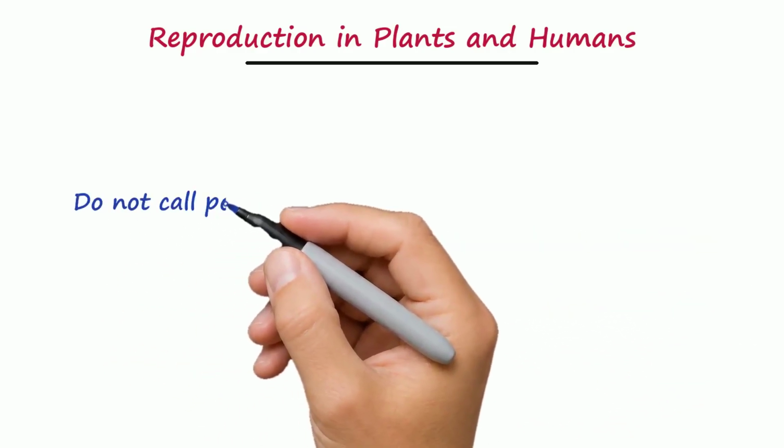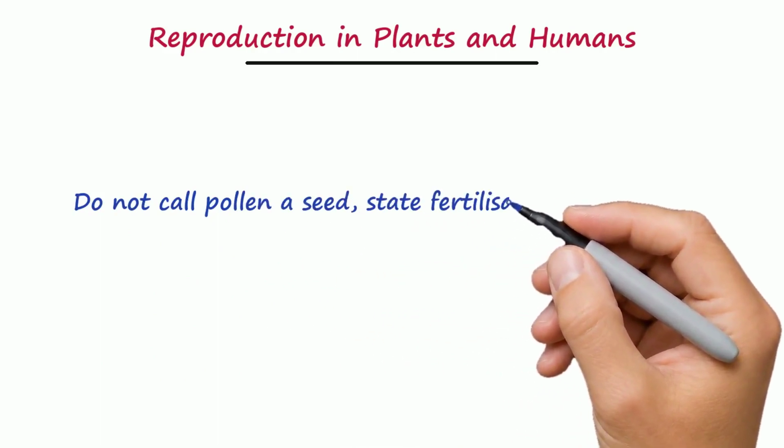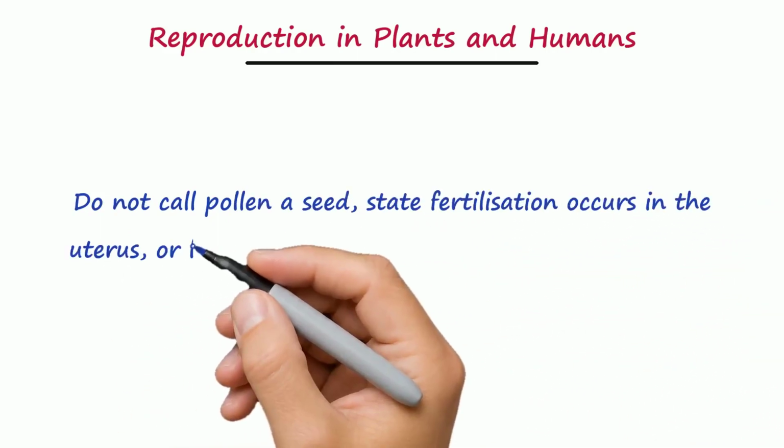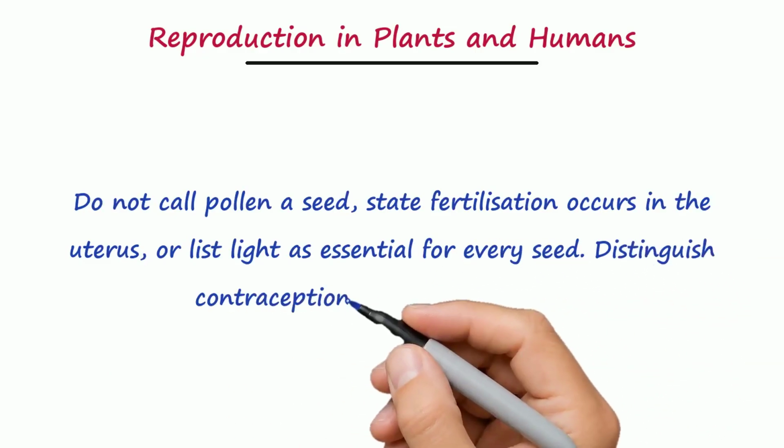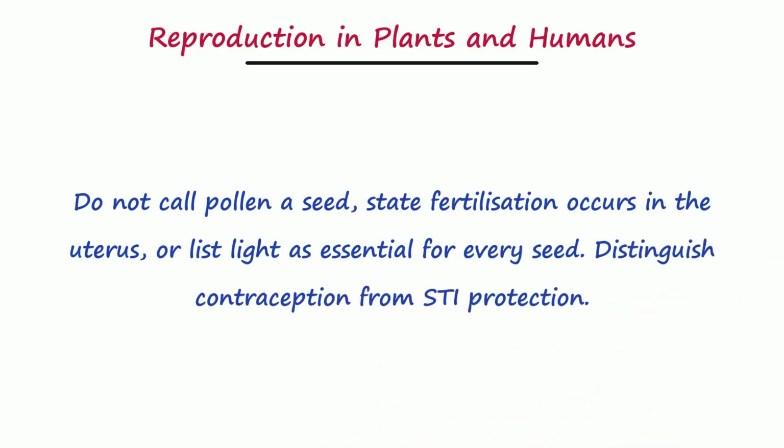Do not call pollen a seed, state fertilization occurs in the uterus, or list light as essential for every seed. Distinguish contraception from STI protection.